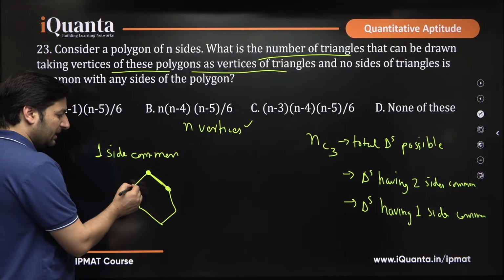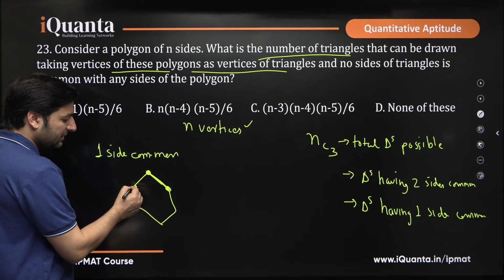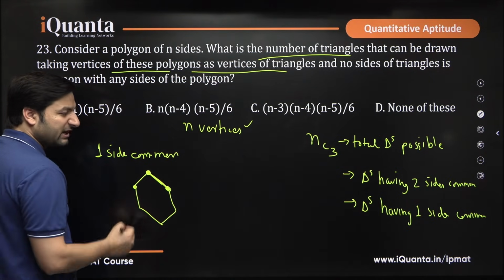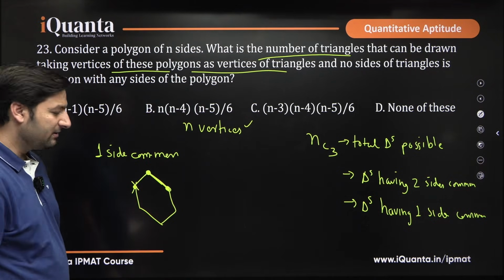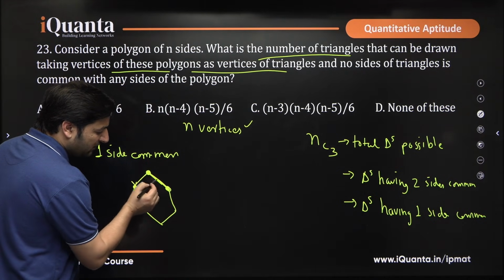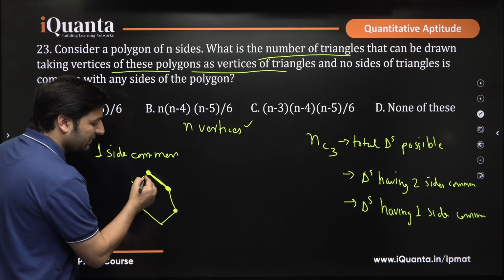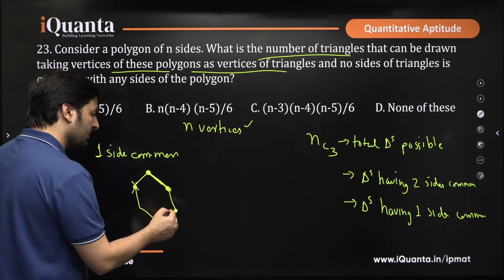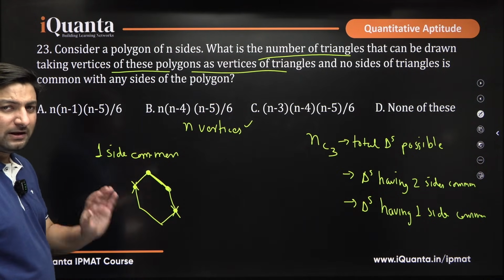Okay, can you take this as the third vertex? The moment you take this as the third vertex, this is the triangle formed and two sides will become common with the polygon. So this cannot be taken, right? Similarly, can this be the third vertex of the triangle? No, because 1, 2, 3. If you form this triangle, two sides are common. So this also will have two sides common with the polygon. This also cannot be taken, right? I hope this is clear.